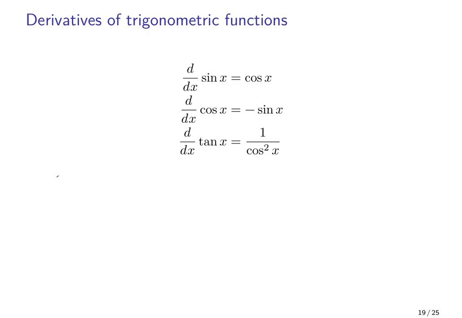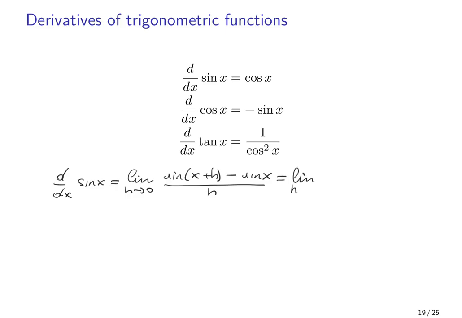So let's start with the derivative of sine x. Let's work it out with our limit. The limit as h goes to 0 of sine of x plus h minus sine x, divided by h. And now we're just going to write out the sine of x plus h. So this is the limit as h goes to 0 of sine x cosine h plus cosine x sine h, and then minus sine x. And all of that we divide by h.